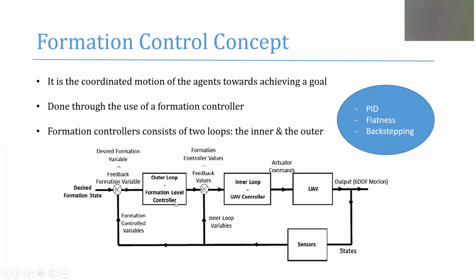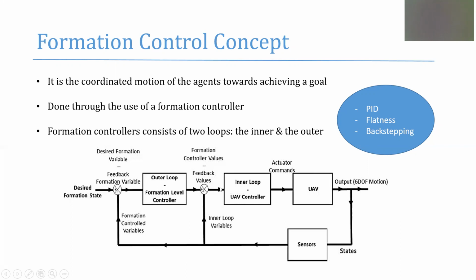However, the formation level controller is available in the outer loop, where the formation controller is used. So the outer loop feeds its output as generated reference points for the inner loop.